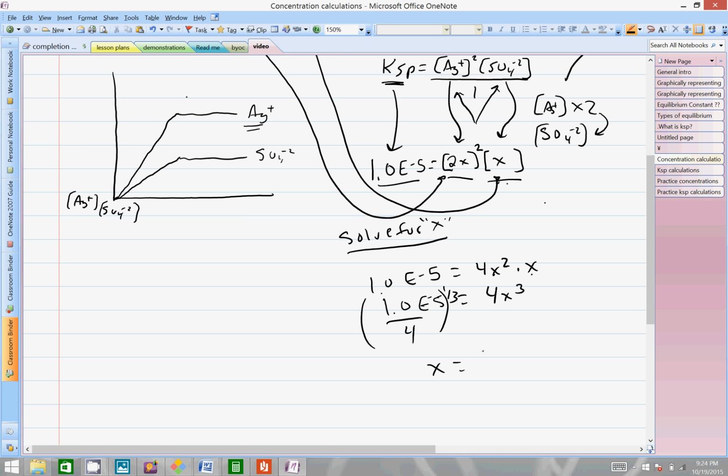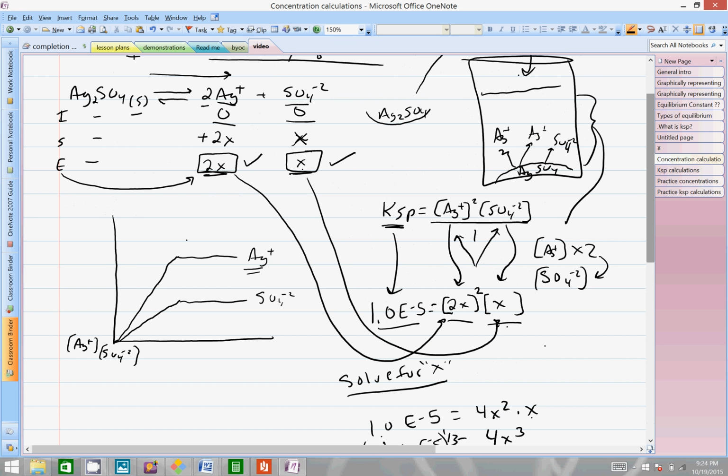Okay, I got x equaling, in this case, 0.0135, and x stands for our concentration, so it'd be moles per liter. Now this equals the concentration of the what? Go back to our ice table, and we'd see this is going to be the concentration of the sulfate ion, and if I double it, it would equal the concentration of the silver ion.